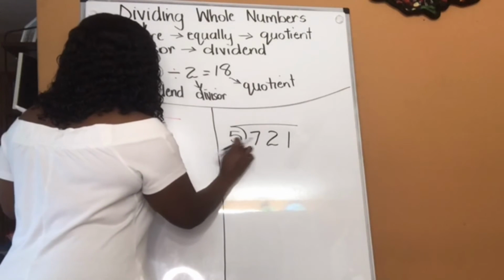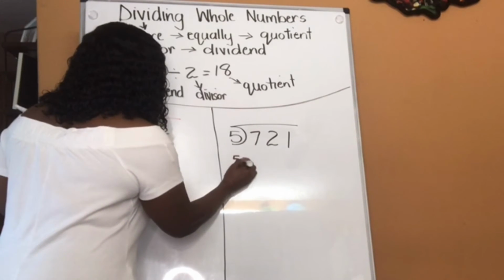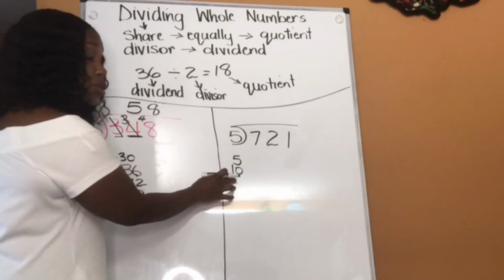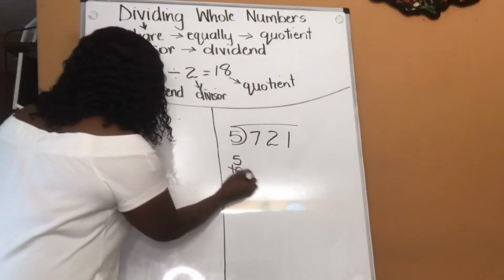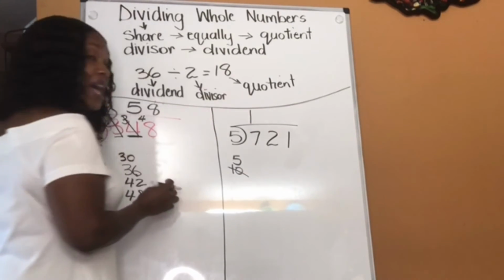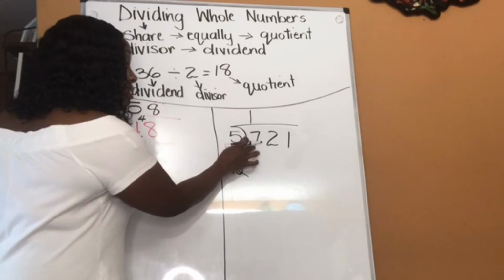So how many sets of 5 can I get from 7? I'm going to skip count by 5. But now I realize I got to 10. I've gone too far. So it means that I get 1 set of 5, but this is not 5.